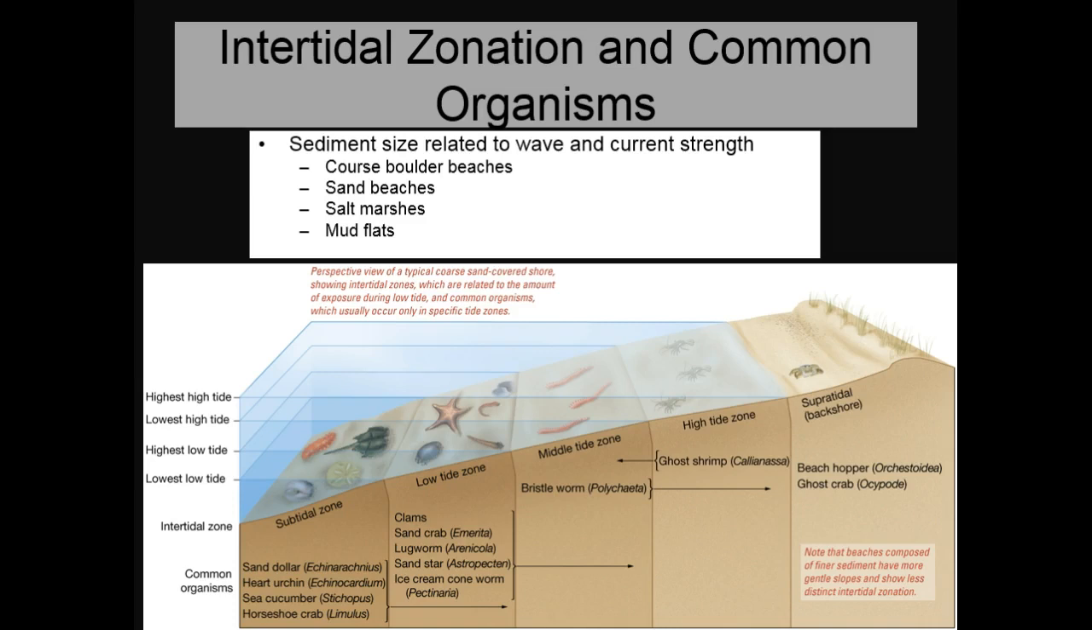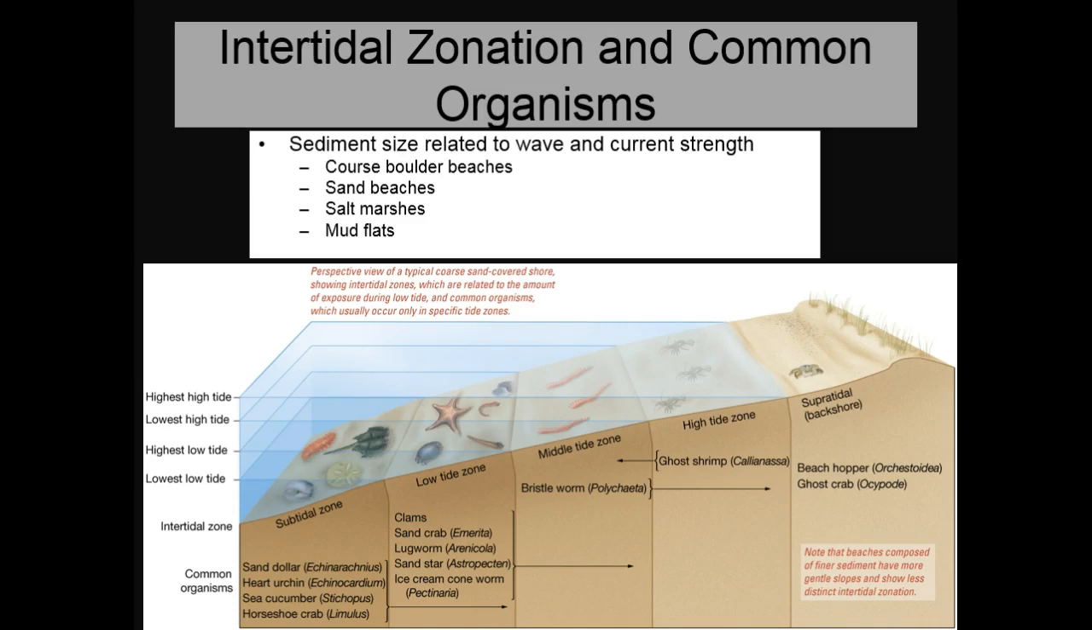So this chart just kind of sums up what we were looking at, showing the intertidal zonation, showing common organisms, but you notice that this one is not a rocky shore. This is a sandy beach. So we have different organisms. We have a slightly different shape to the shore here. We really do have the same zones though.